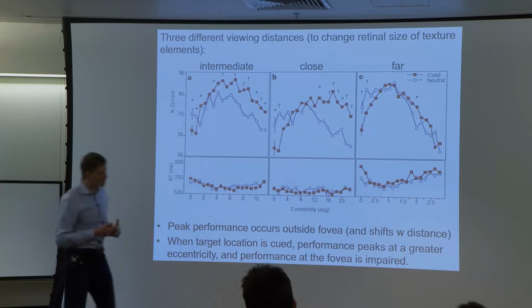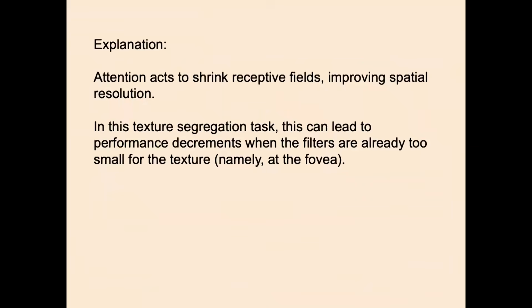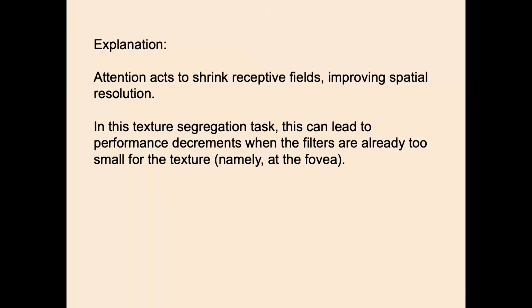All right, so this is consistent with the idea that attention is altering the receptive fields, effectively shrinking them, which in general, for lots of things, might be helpful. In some sense, it improves spatial resolution, maybe. But in this particular texture segregation task, this leads to performance decrements when the filters are already too small for the texture, namely at the fovea. So the texture segregation task is being used here as a diagnostic to understand what's changing in the visual system when you get cued, when your attention is drawn to a particular location.